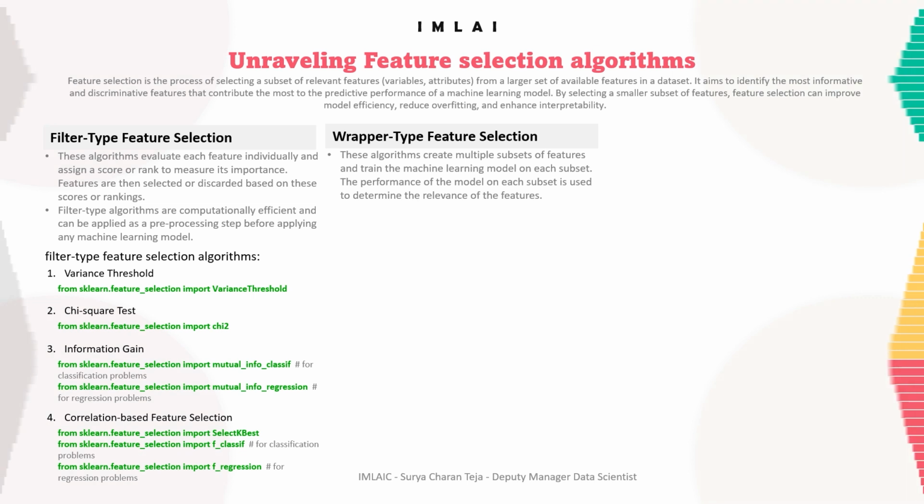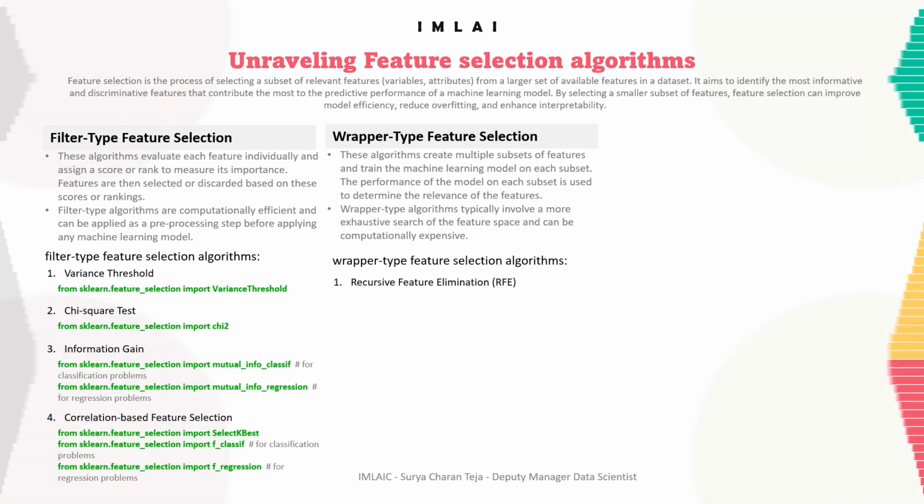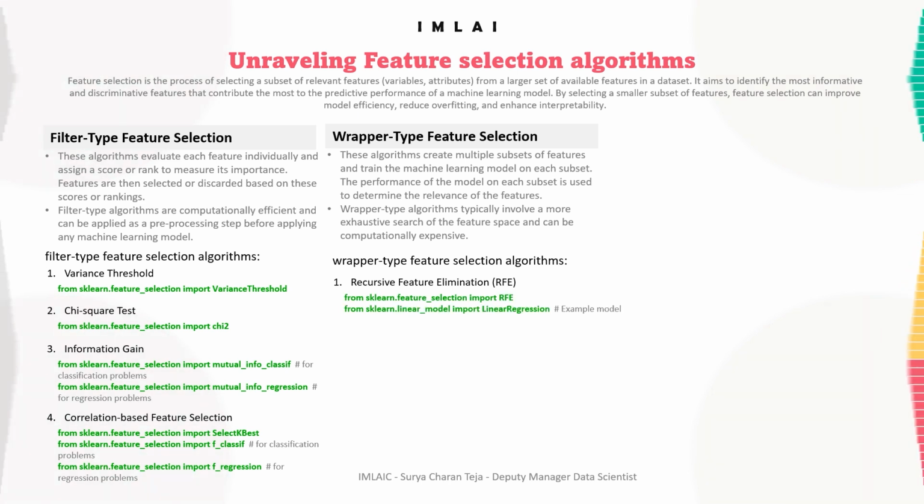So let's take some of the algorithms which come under the wrapper type feature selection method. The first one is recursive feature elimination, RFE, which is very important. Recursive feature elimination iteratively removes less important features based on the weights or coefficients of a machine learning model. So how do we import this? From sklearn.feature_selection import RFE, and we can also use this.